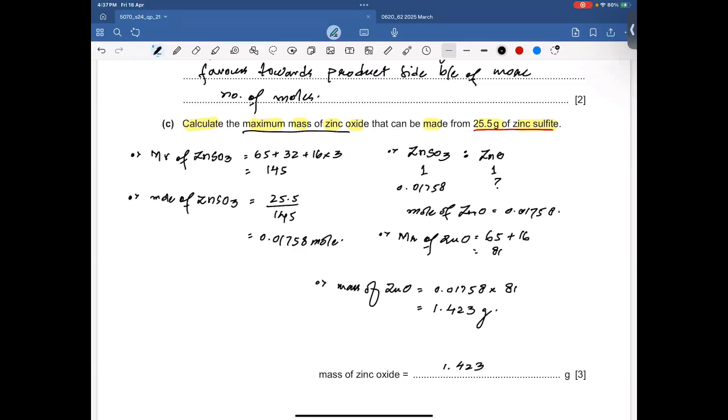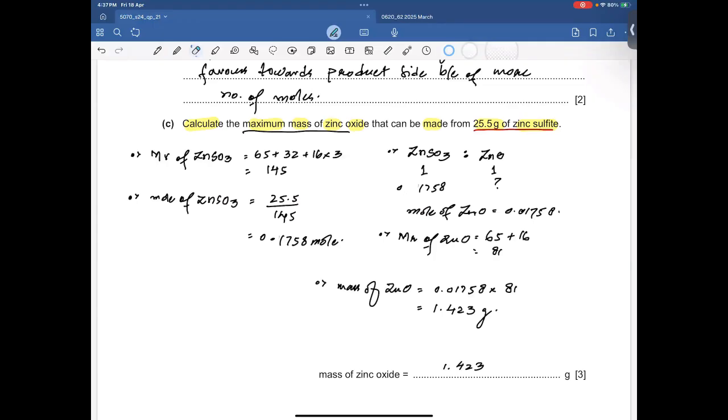All right. Let's move on to the next part of the question. Okay, hold on. Let me check my calculation. 25.5 divided by 145. Oh, my bad. That was a grave mistake I've made. 0.1758.